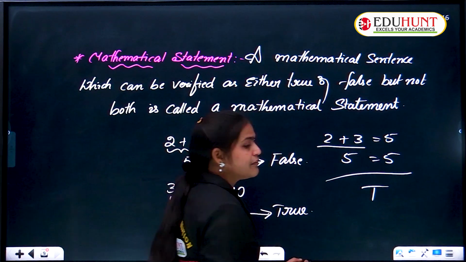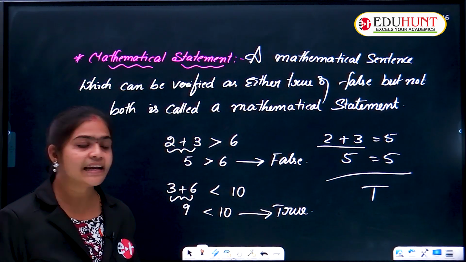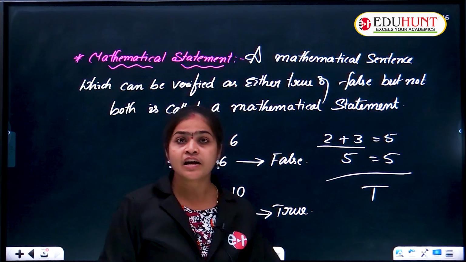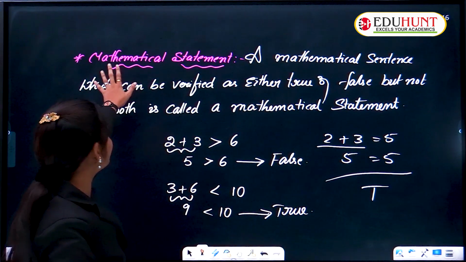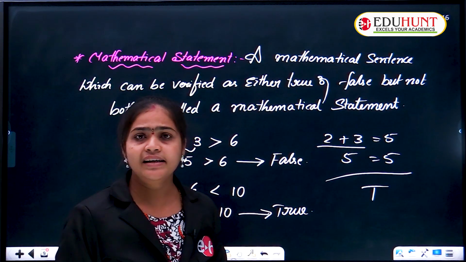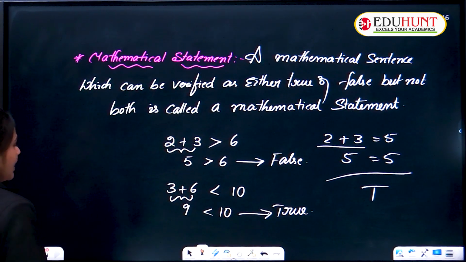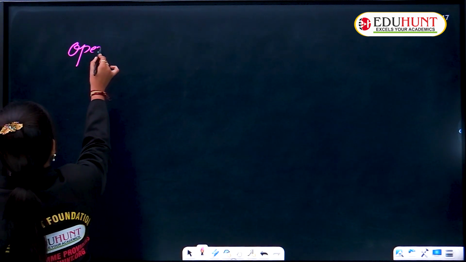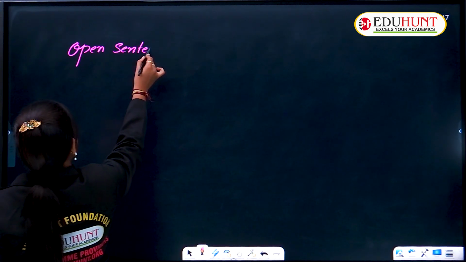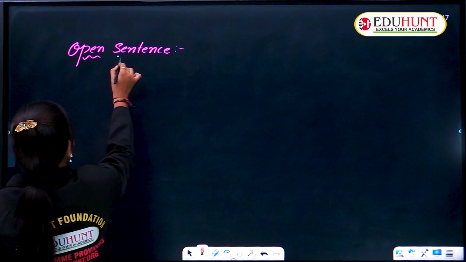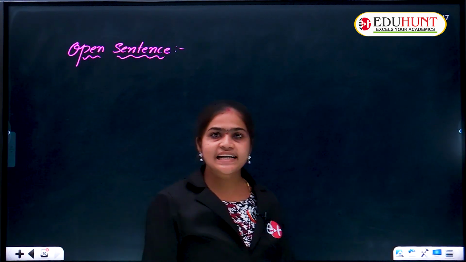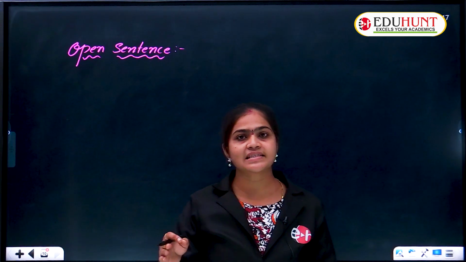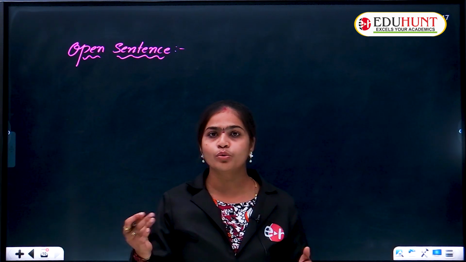So in this kind, we can verify it. We can say that it is a true statement or a false statement. So this kind of statements are called mathematical statements. What is that? Mathematical statements. Understood, ma? So after mathematical statement, we are having open sentence. What is that? Open sentence. So what about that open sentence? Here, a mathematical statement is a statement which we can say is either true or false.